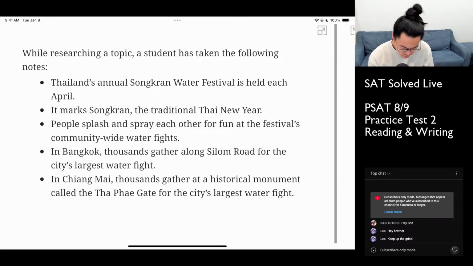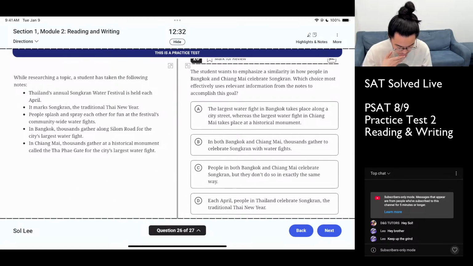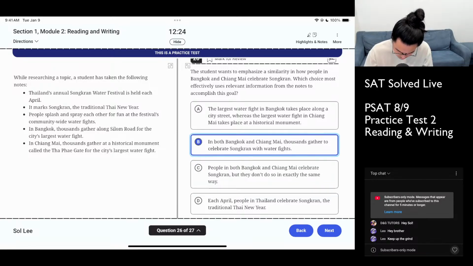Songkran Water Festival. Thai New Year. Splash and Spray. Silom Road. Chiang Mai is a different city. So in 2 different cities, this festival is held in April. Got it. Similarity in Bangkok. And they gather at a place to do the water fight, the largest water fight. Both celebrate Songkran. Nope. That's exactly it.